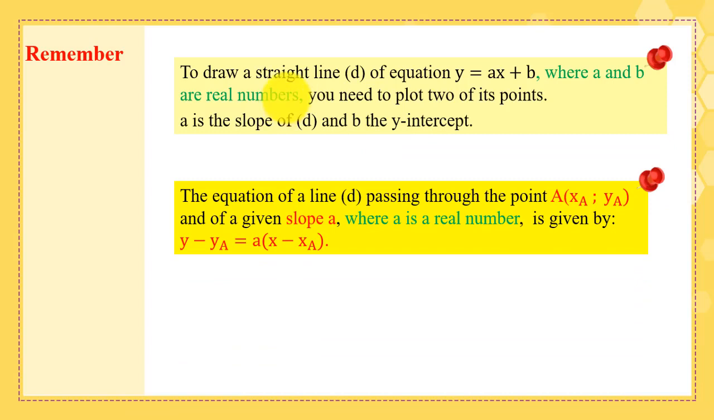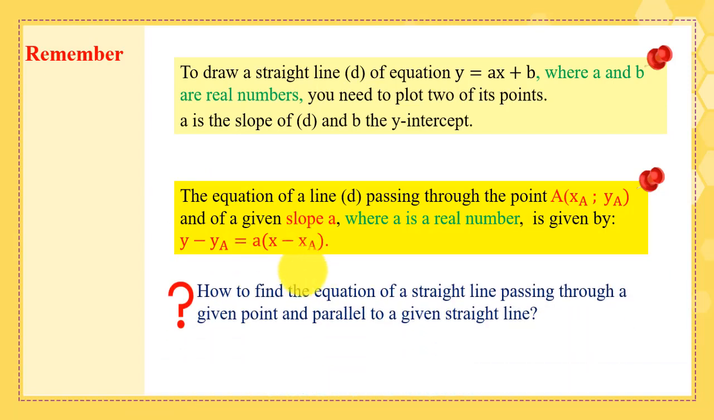To find the equation of a straight line D passing through a given point A, for example, and a given slope a, where a is a real number, we use the following relation: y minus yA equals a, which is the slope, times x minus xA. Our question is how to find the equation of a straight line passing through a given point and parallel to a given straight line.